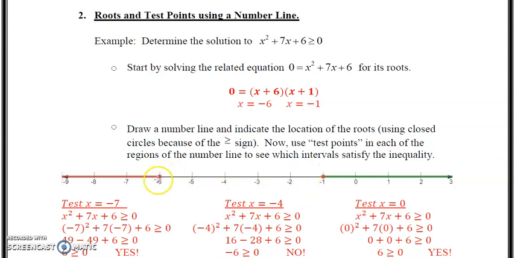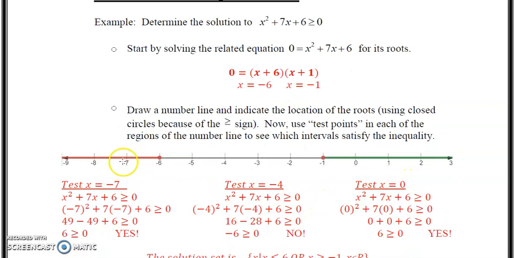We have a solid point because it's less than or equal to or greater than or equal to, so the point is included. If it was just less than or greater than, we would keep that as an open circle because it's not included in there. And it says draw a number line, so there's your number line, and do some test points. So just pick points that are less than -6, between -6 and -1, and greater than -1, right?